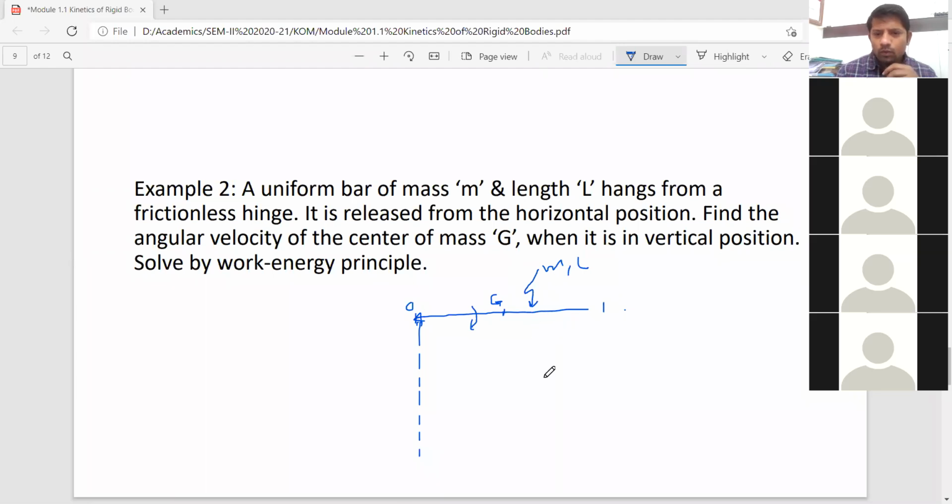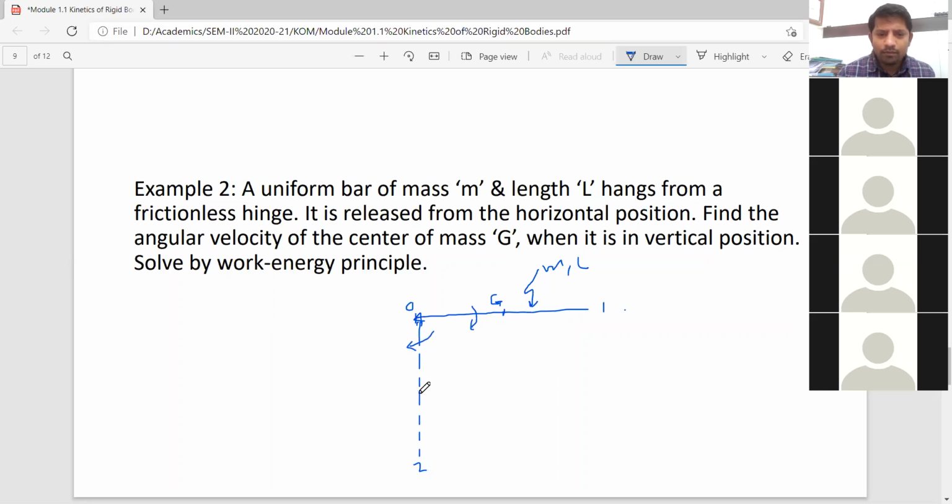So all of you, please pay attention. The horizontal position is its initial position. When you release it, it will pass through the vertical position also. What is asked is to find the angular velocity of the center of mass G when it is in the vertical position.